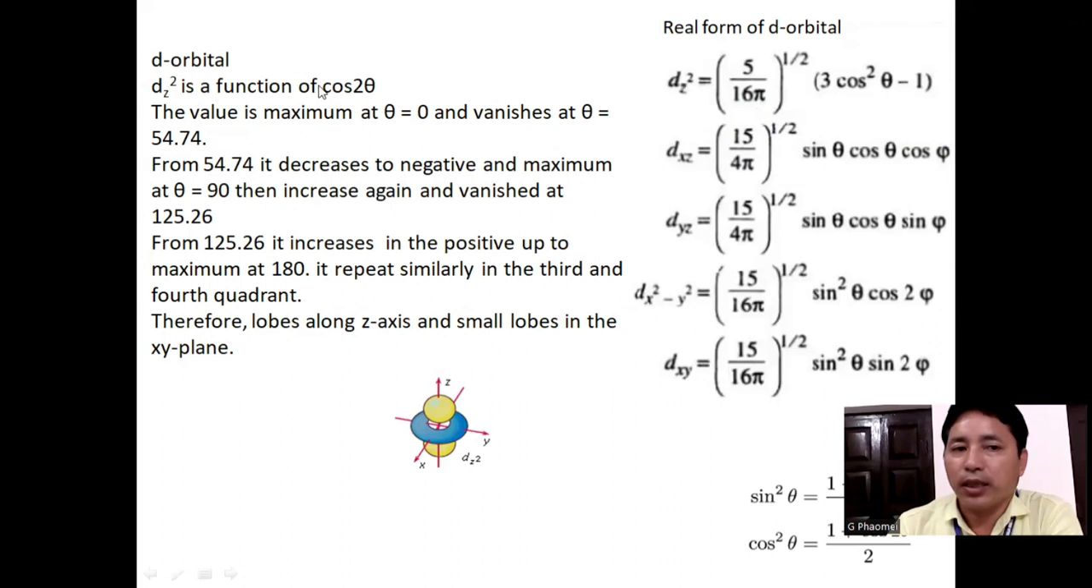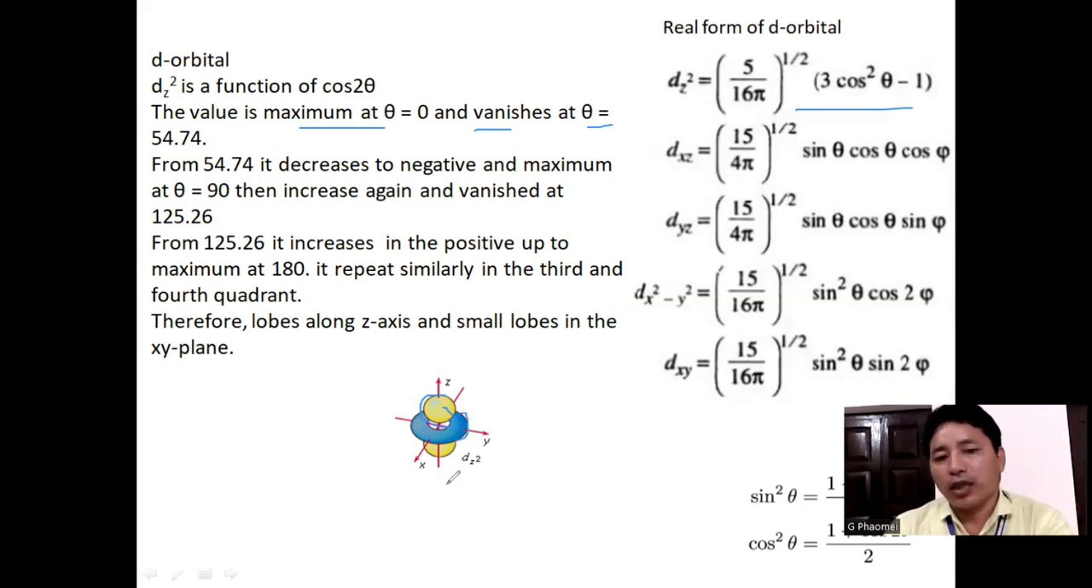You can see dz square is a function of cos 2 theta, which is given here. So if you put different values of theta, you will find that at theta equal to 0 it will be maximum, and when theta is equal to 150 it will vanish, and finally it increases again. Therefore, we come to know that the structure will have one part at the top in the z direction and another below, and in the middle there is one lobe in this case.